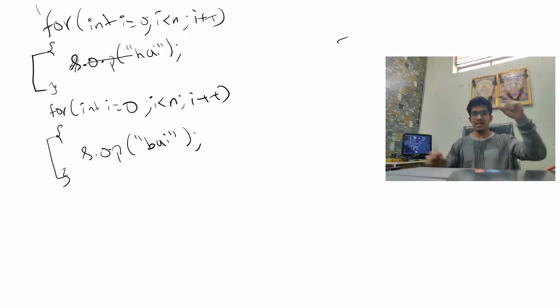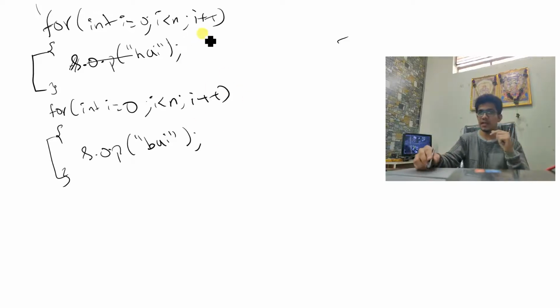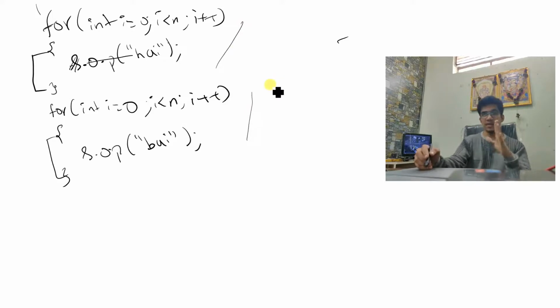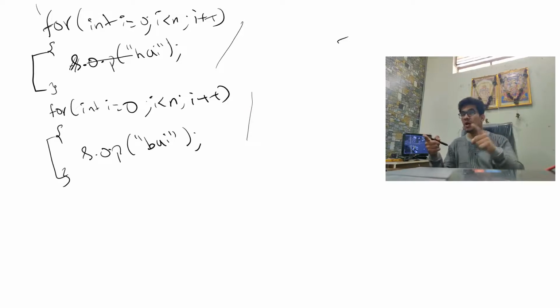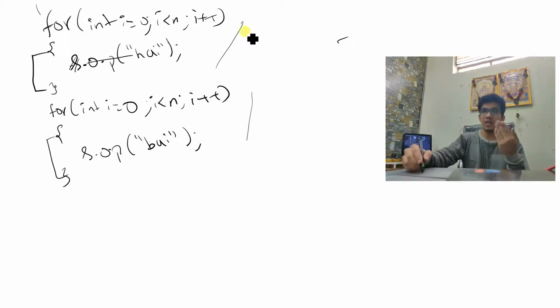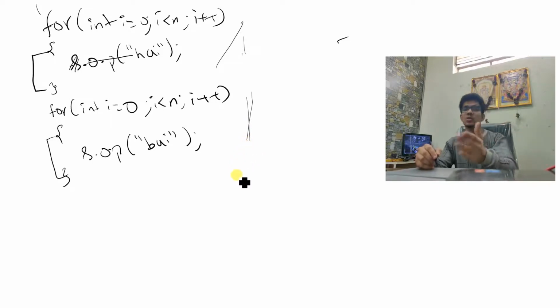Don't you think n times first hi will be printed, then n times bye will be printed? Yes or no? So tell me, how many times will the output come? Is it n plus n times, or n into n times? If the n value is 5, there will be only 10 outputs, because 5 times hi will be printed and 5 times bye will be printed. So it is n plus n times that your program will execute.